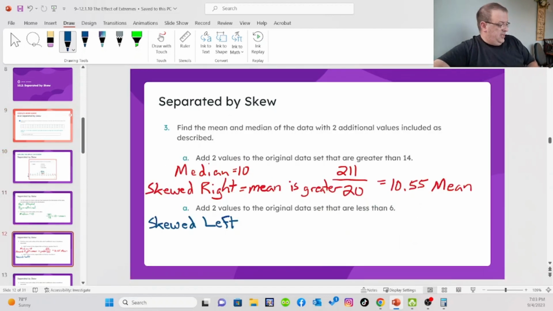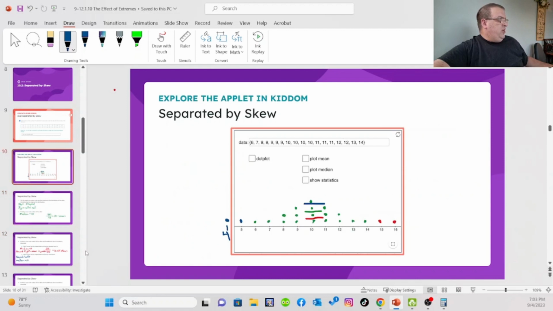So for skewed left, my median still equals 10. When we calculate our mean, we had 180 for our original total. So now we're going to say 180 plus 5 plus 4.